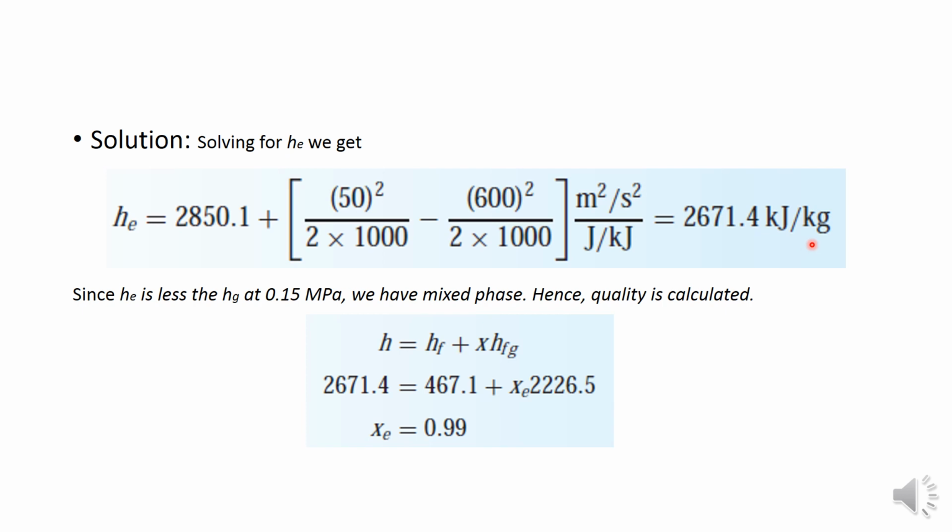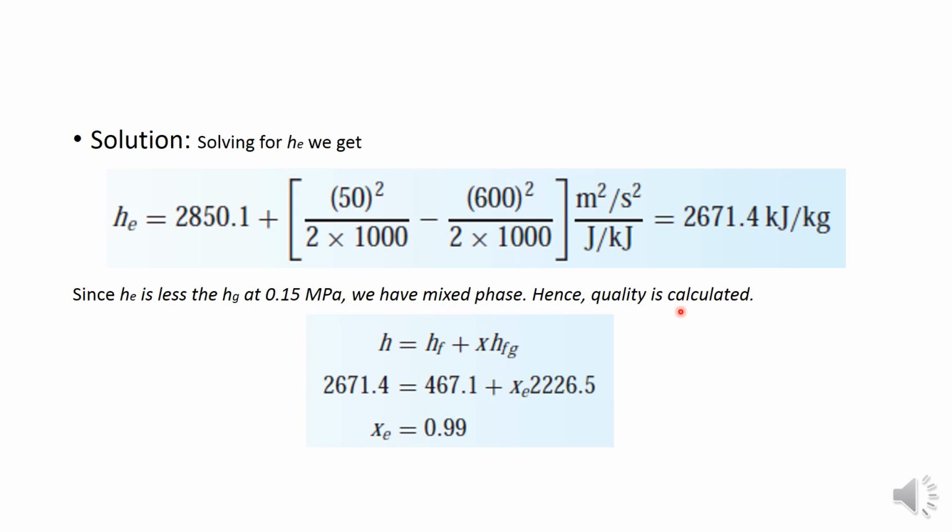Now the task is to decide what the phase of the steam is after it comes out of the nozzle. For that we can use the fact that h_e is less than h_g at 0.15 megapascal, that is the exit pressure, so we have a mixed phase. Hence quality is to be calculated. Since it is not superheated, no need to calculate temperature.